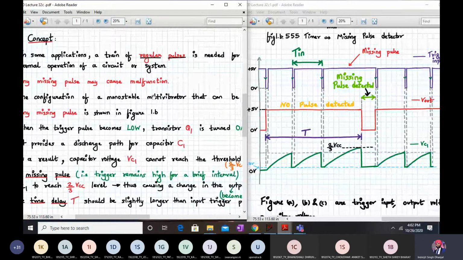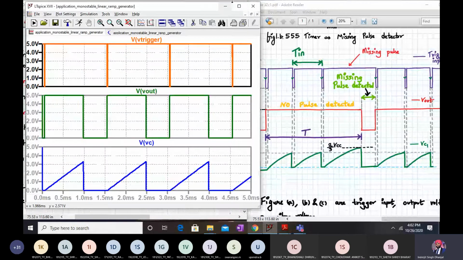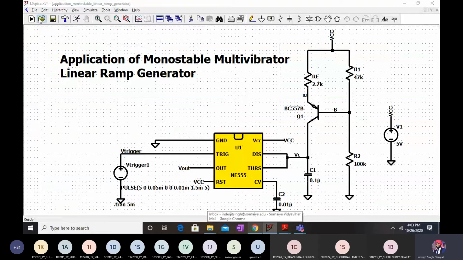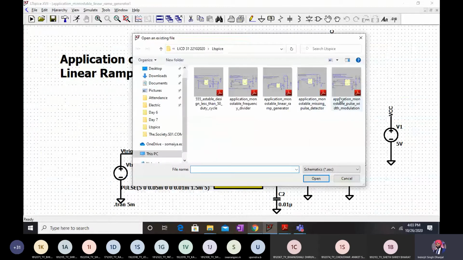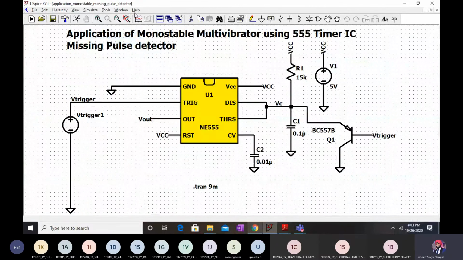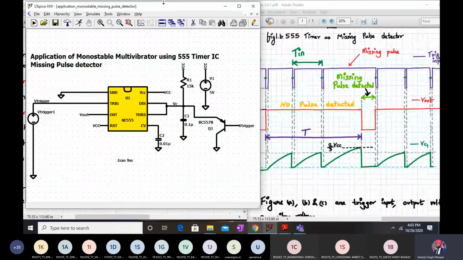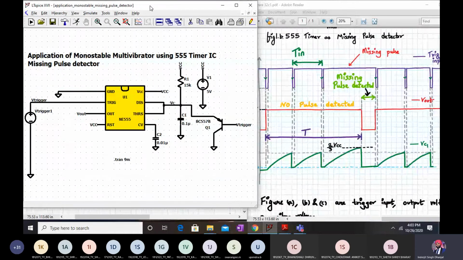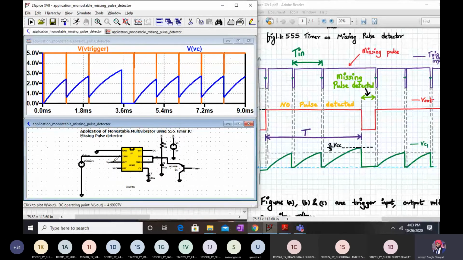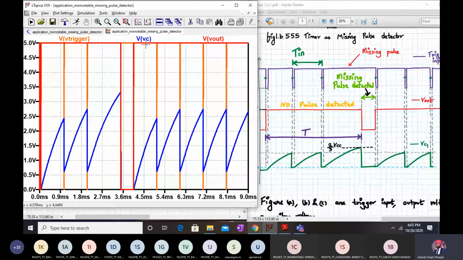Before that, let me show you the LTspice simulation of the same. I'll open the missing pulse detector, which is used to detect a missing heartbeat pulse. Sometimes the heartbeat pulse also can go missing. So let me simulate and show you the trigger, capacitor voltage, and the output voltage over here.